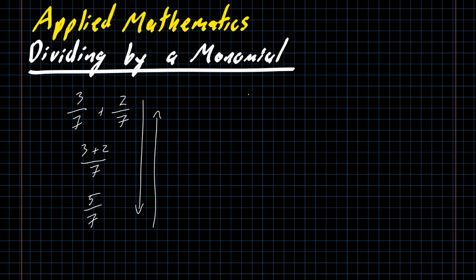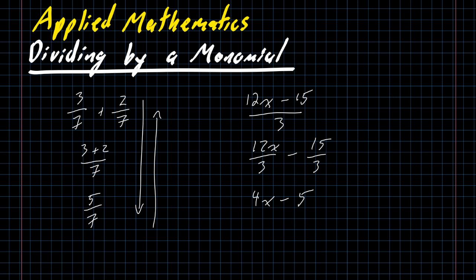I want to take something like 12x minus 15 all over 3 and rewrite it as 12x over 3 minus 15 over 3. Of course, 12 divided by 3 is 4, so 12x divided by 3 is 4x, and 15 divided by 3 is 5. So we can distribute the division.